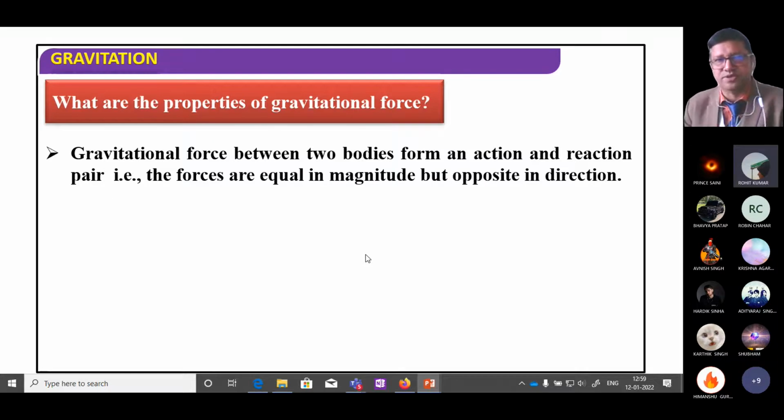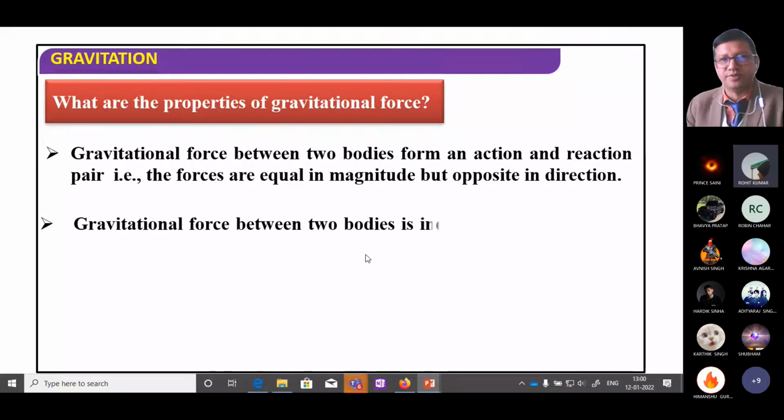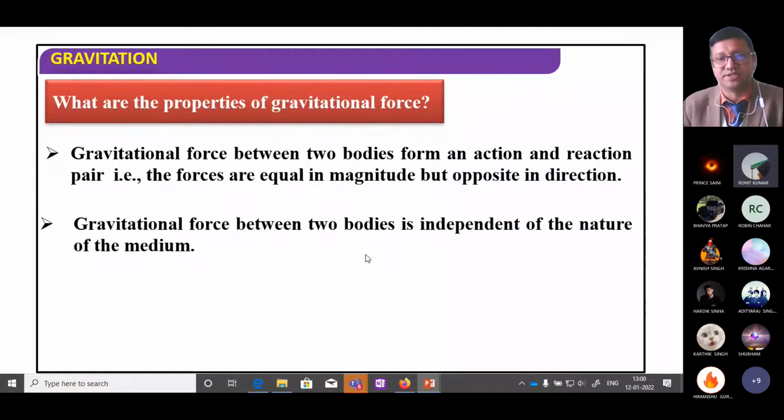And when we are talking about action and reaction pairs, what do you mean by this? The third law of motion. Newton's third law. Excellent, very good. So this is the concept of Newton's third law. So gravitational force between two objects is independent of the nature of the medium. What is the meaning of the nature of medium here? Sir, it can be a vacuum or air. Excellent. Very nice.